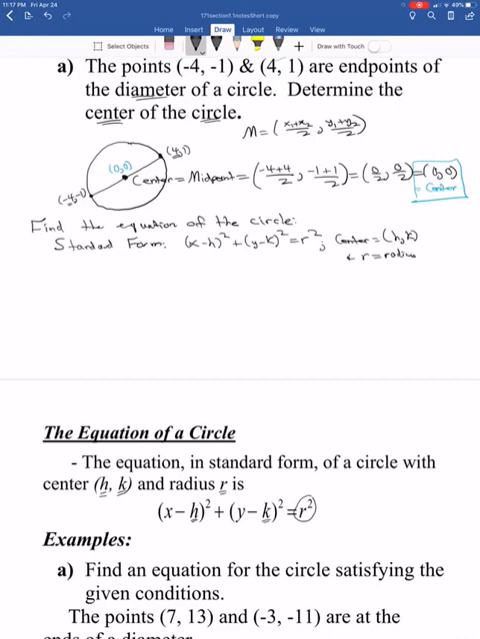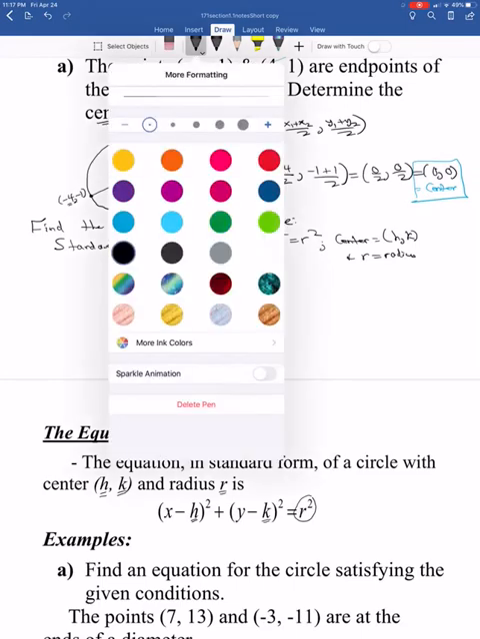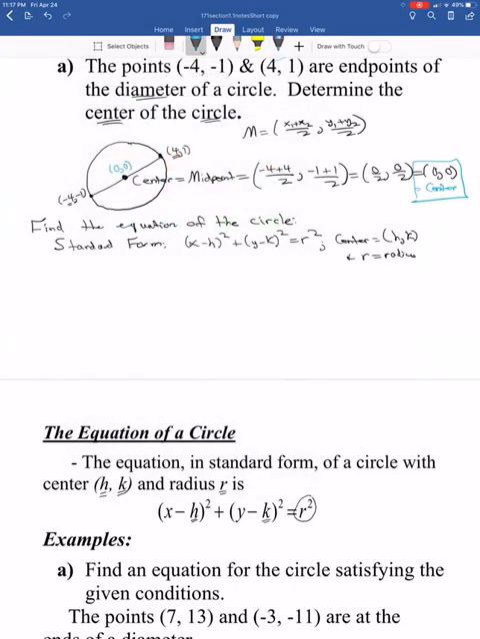So in this problem, we've got our center point, so we can write it over here on the side. This circle has a center at 0, 0. So there's h and k. That implies we've got x minus 0 squared plus y minus 0 squared equal to r squared. So what does r equal? We've got a little more work to do to find r. To find the radius, we can go back to our drawing.